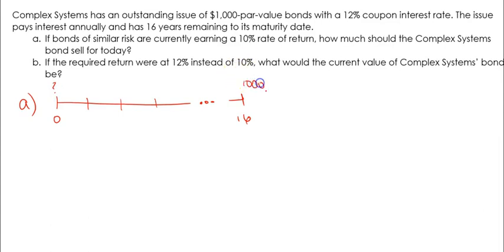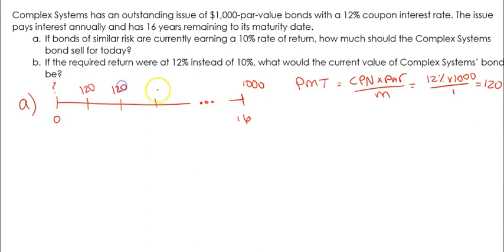It has a $1,000 face value and pays 12% coupon interest. So remember, your coupon rate is what determines your payments. This is an annual bond because it doesn't state otherwise. So our payment is equal to our coupon rate times our par value divided by compounding frequency. So 12% times $1,000 divided by 1 is $120. This bond pays $120 every year, and it also pays $1,000 at maturity.